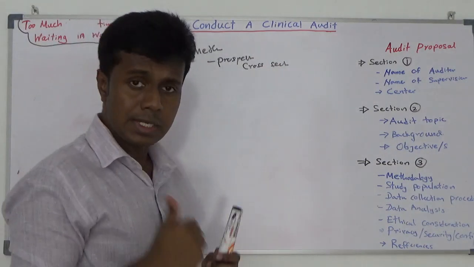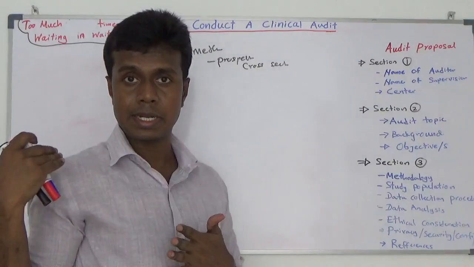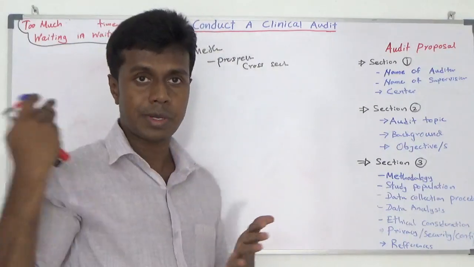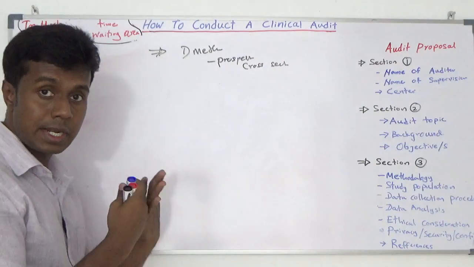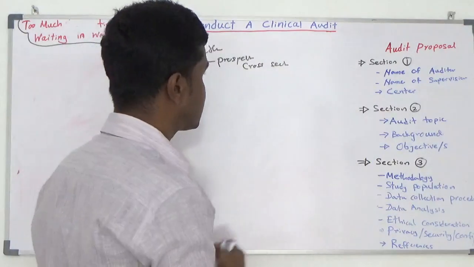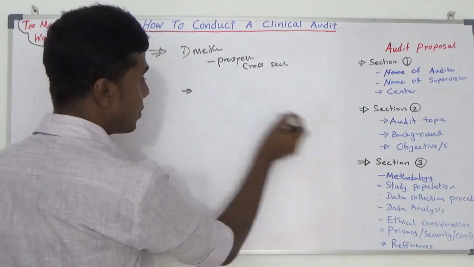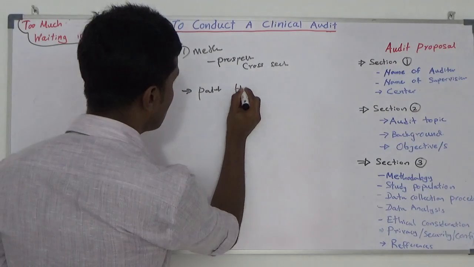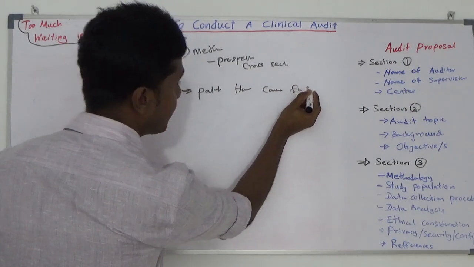In the previous example, the anaphylactic shock, what I did is I collected data from the BHT for the past 3 months. So I did a retrospective study. Here I am going to do a prospective study. So the study population is patients who came for surgery.